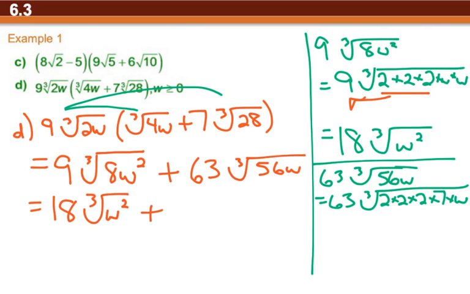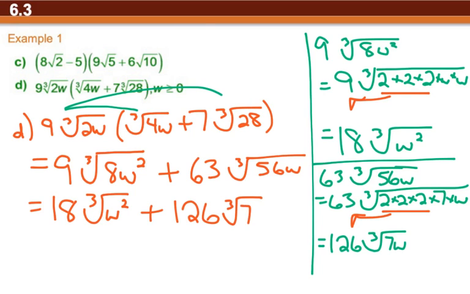Need groups of 3 again to take out. We have 3 2's. Those can multiply into the 63, which would give us 126. Cube root of our leftovers, which are 7w, which we can throw back over here. Now this one is slightly different in that we do not have like terms. We cannot combine those terms at all. We have a cube root of w squared, a cube root of 7w. This question, this is as simple as it gets.